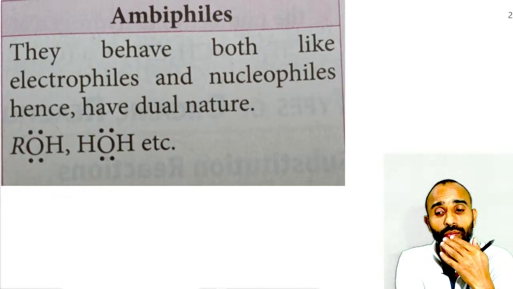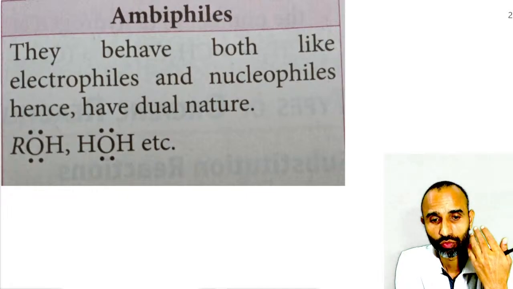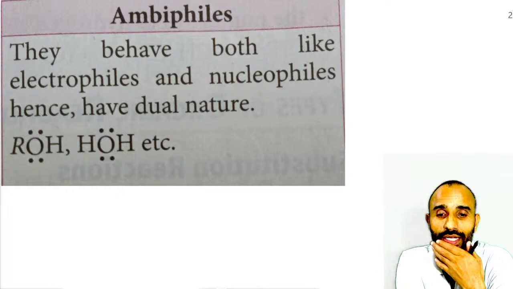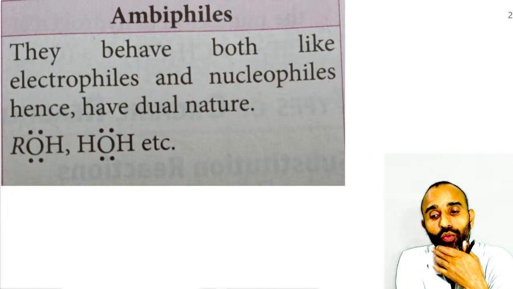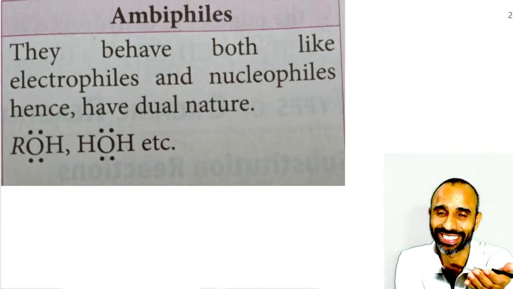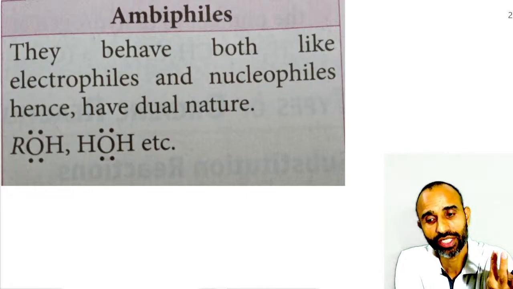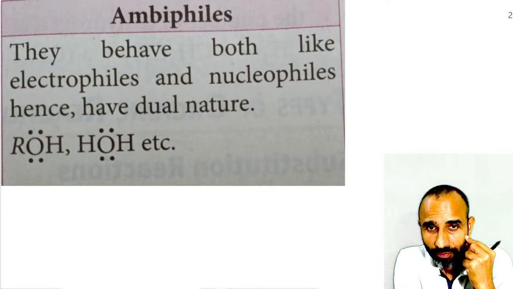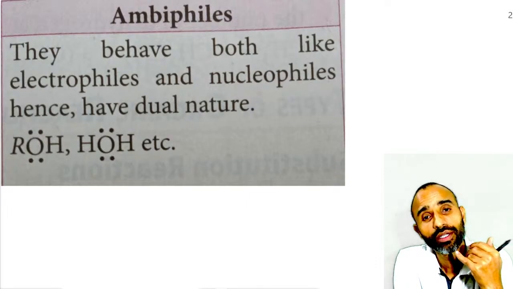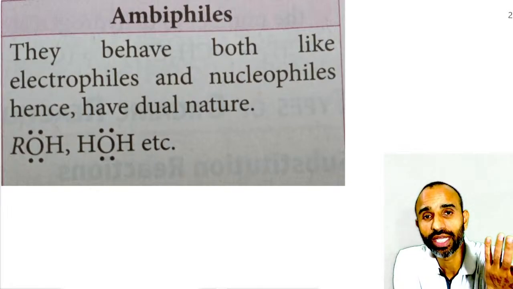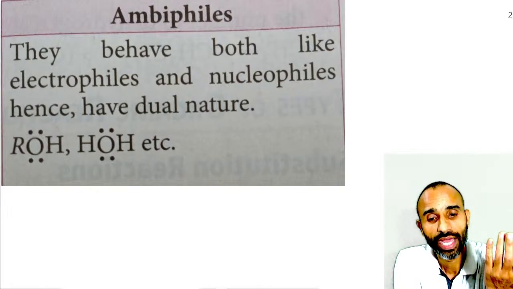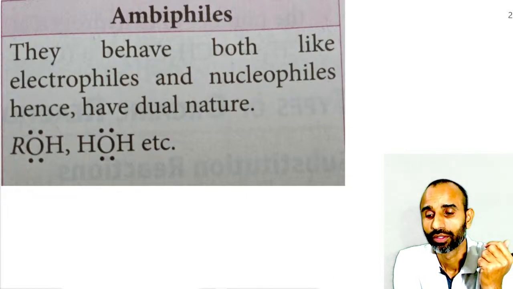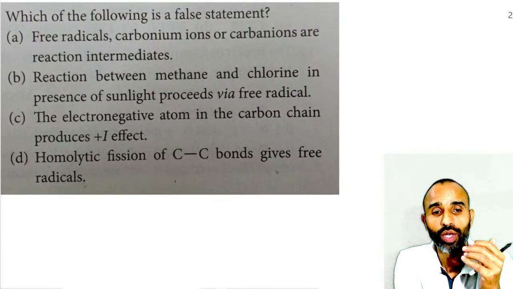And what are those which donate H plus? H plus donors are protonic acids, so Arrhenius acid as well as Bronsted-Lowry acid. But if it is an electron acceptor like BF3, AlCl3, they are Lewis acids. Right. So now let us do a few questions.